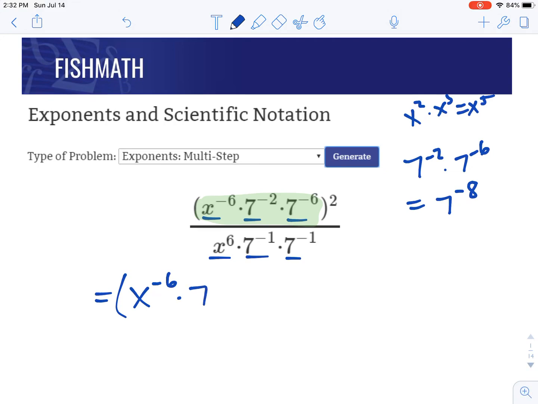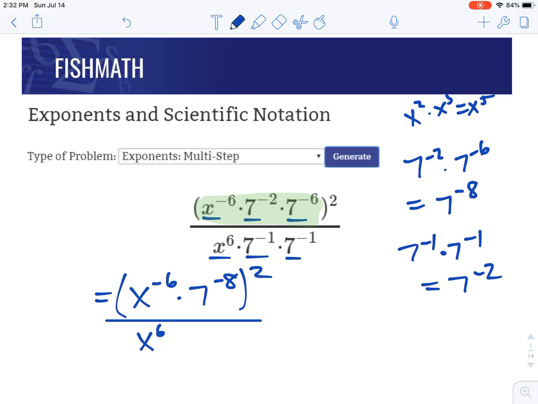So that would be times 7 to the negative 8, all raised to a power of 2 in parentheses, and then our denominator is the same idea. We can do the same thing with the 7 to the negative 1s, and that gives us 7 to the negative 2. So that would be x to the positive 6 times 7 to the negative 2.